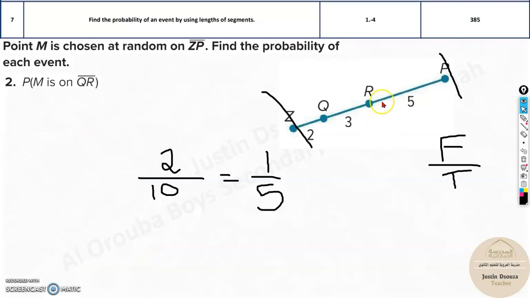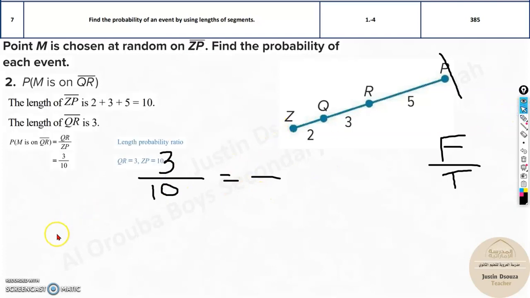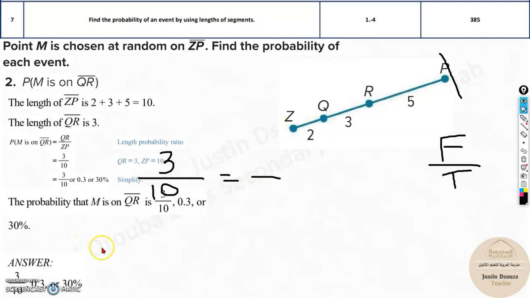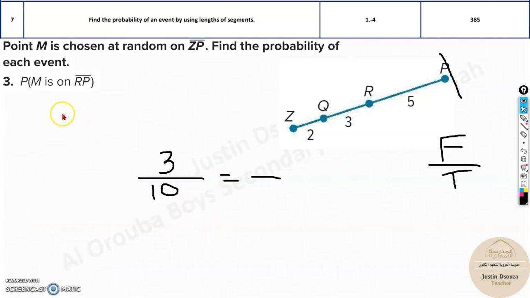Similarly, you can change this for QR. Only thing is, it's QR. What's the distance? 3. And it will be 3 by 10, that's 0.3. That's 30%. 3 by 10 or 30% would be the answer. So that's it. Similarly, you can try for RP. Only thing is it'll be 50%. Why? Because RP is 5 divided by the total. So it's 1 by 2 over here.